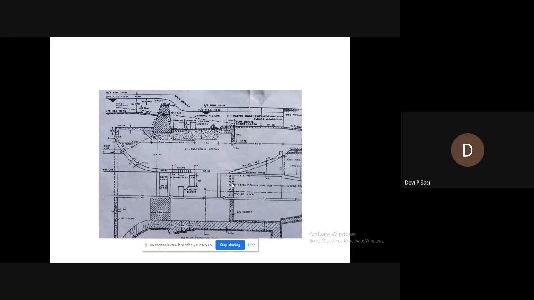Okay. That is about the downstream region. Now we can talk about the upstream region. So we come to the upstream region, and here is the downstream region. In the upstream region, we can talk about the design of the upstream approach.